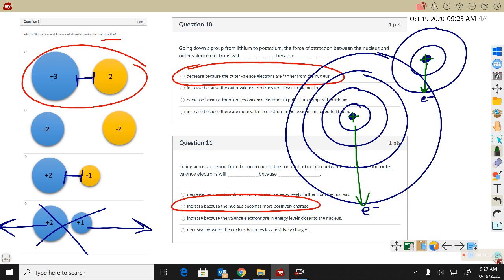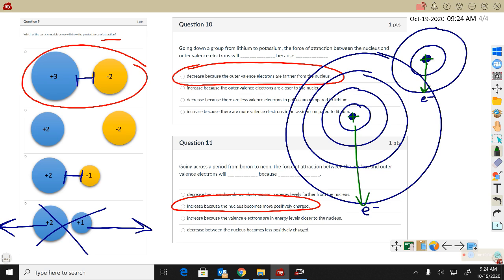And so it goes back to Coulomb's law, in that there are 2 things that affect the attraction of oppositely charged particles. One of them is distance. And so going down a group, the number 1 thing we look at is distance. Because the electrons are farther from the nucleus in potassium, the force of attraction will decrease. Outer valence electrons are farther from the nucleus.